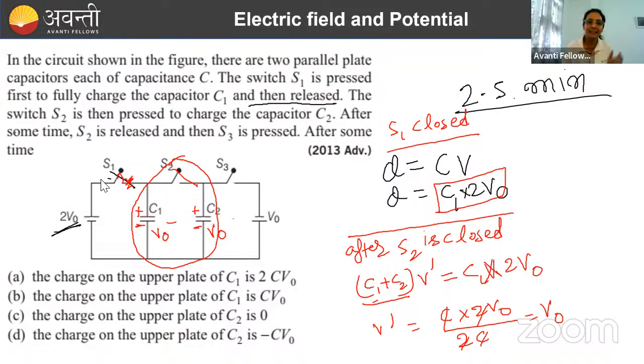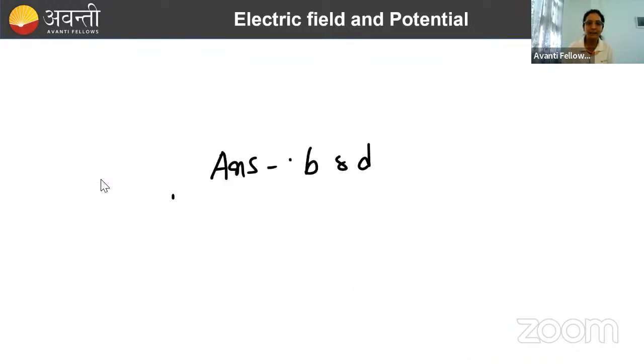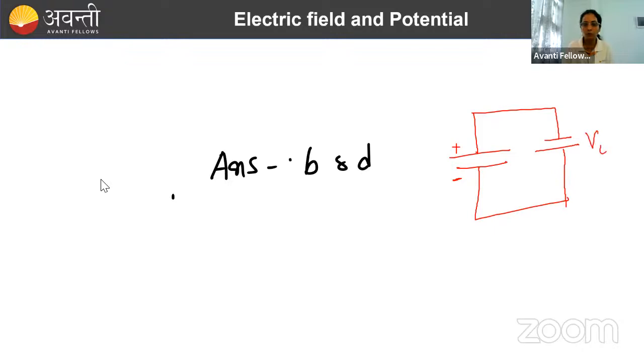Now what is happening? Now we are again releasing S2 and closing S3. So if we are going to close S3, what will happen? This capacitor C2 is connected to a battery. Done. And negative terminal of the battery is connected to positive plate of the capacitor initially. And negative plate of the capacitor is connected to positive terminal of the battery. So if you're going to see the final diagram, it is looking like this: this was the positive plate, this was negative plate, and this is going to be connected by negative terminal and this by positive terminal.